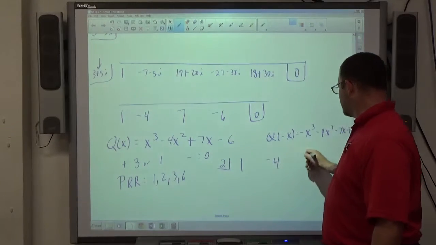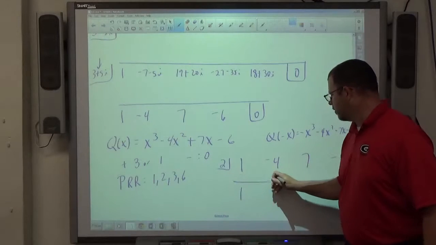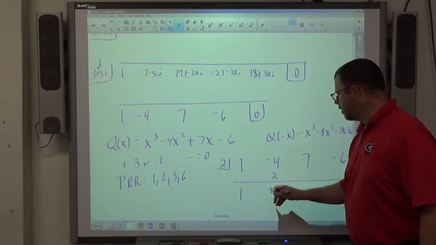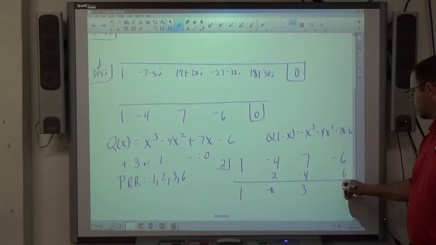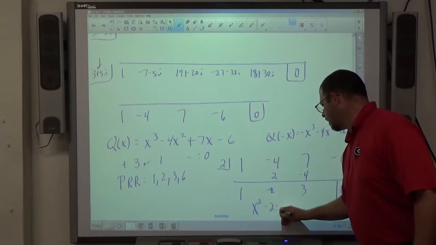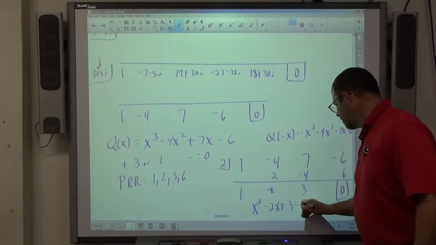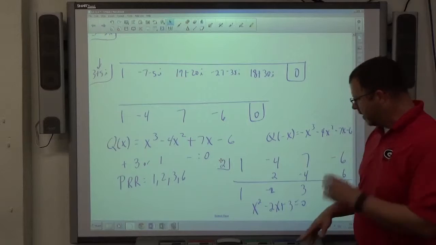1, negative 4, 7, negative 6. Since I'm just doing it with 2, it's quicker just to do it by hand. 1 times 2 is 2, minus 4 is minus 2. Times 2 is minus 4, plus 7 is 3. Times 2 is 6, remainder 0. So x squared minus 2x plus 3 equals 0. That's the quadratic function. I can't factor that.